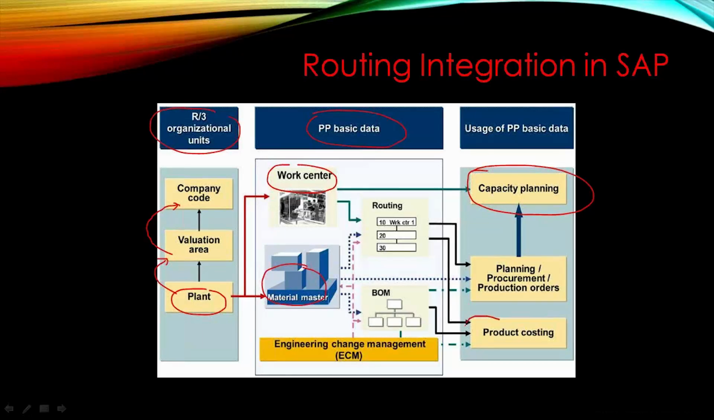And also this is again integrated with product costing. So every routing, every production order that is used in SAP PP, they are being costed on the finance side of SAP. So finance people will be doing the costing and all that. So we'll discuss more about them later on.